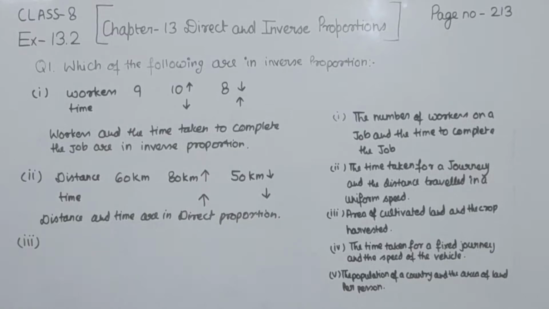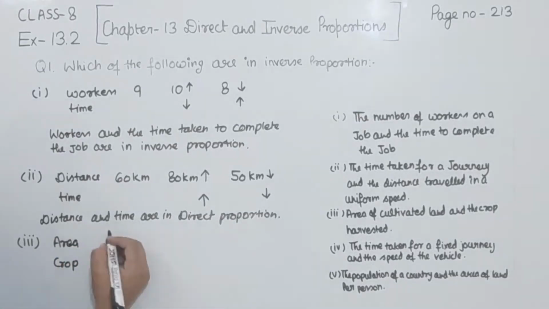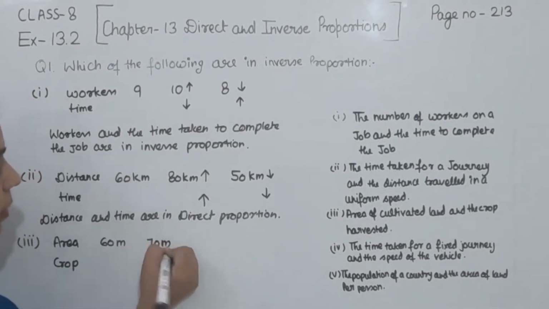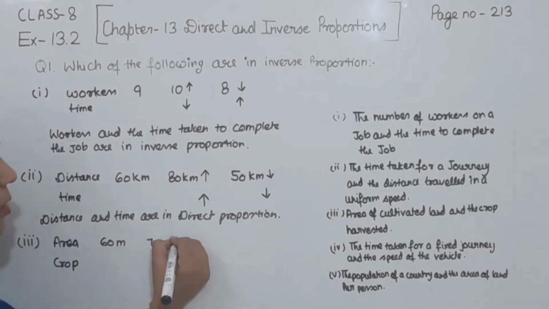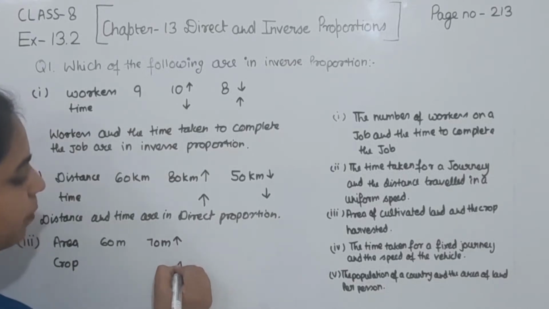This one we are having area of cultivated land and the crop harvested. So in this one we are having the two things, the area and the crop. So we are going to write here area and the crop. Suppose we are having the area of 60 meter. So if this one is increased to 70 meter, then the crop will be more. So the area will increase, then the crop will also increase.